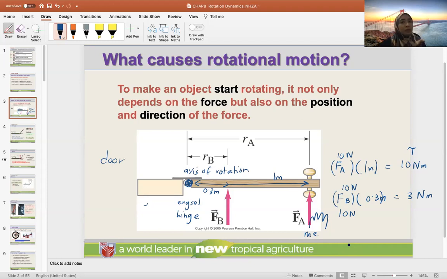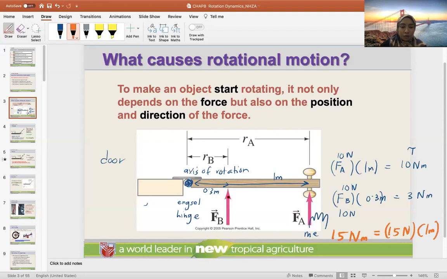So to achieve the same amount of rotational motion, kita kena assume torque is equal. Sebab saya nak tolak pintu ni pada kadar yang sama lah, pada acceleration yang sama. So in that case, my torque for both situations, saya nak samakan. So let's say I want my torque to be 15 Newton meter. If I push over here, I need my force to be 15 divided by 1. I need my force to be 15 Newton because my length from the axis of rotation is 1 meter.